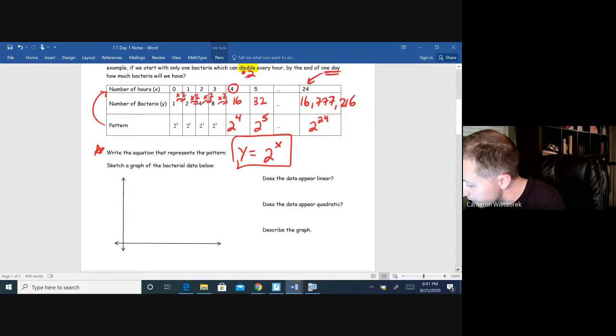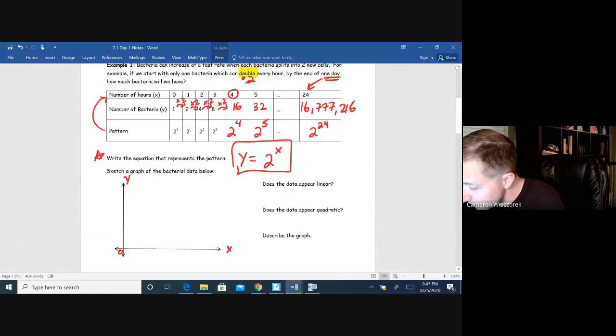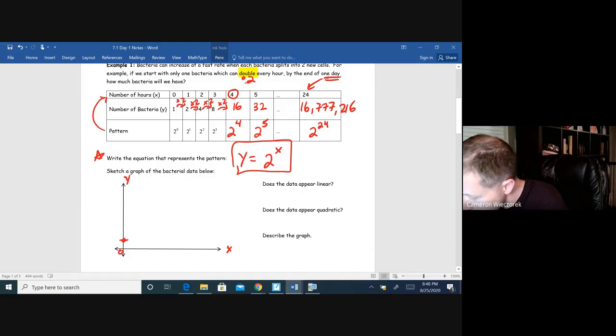Let's graph it to see if it looks linear, if it looks quadratic, or if it looks a little bit different. So here's 0. Here's x. Here's y. This was our number of hours for x. This is going to be our number of bacteria for y. And we have the table to be able to plot the dots. At 0, I was at 1. I'm just going to put a dot at 1. Okay. After 1 hour, I had 2. After 2 hours, I had 4. So 2, 3, 4. After 3 hours, I had 8.